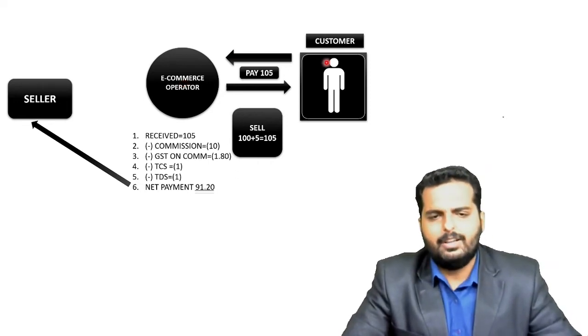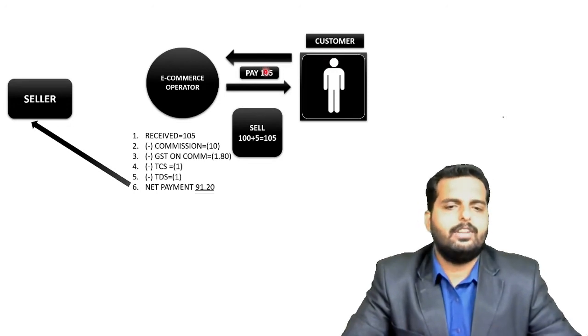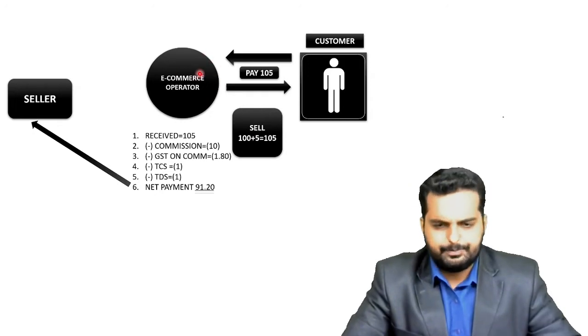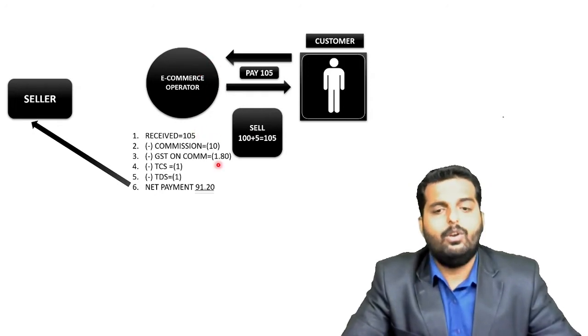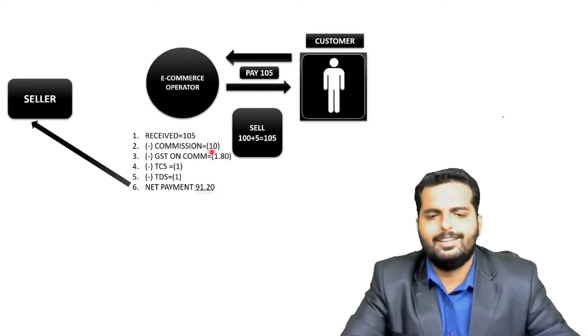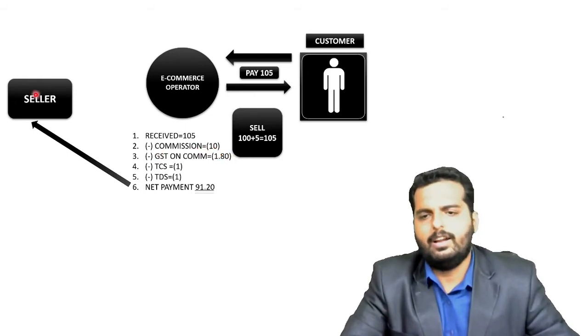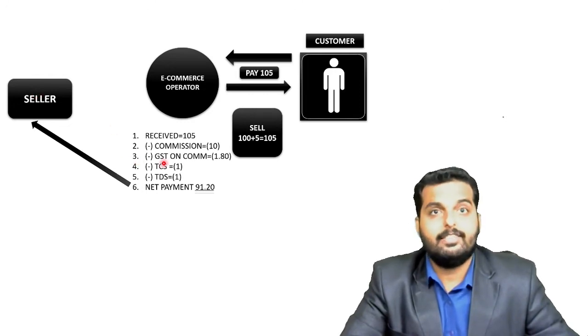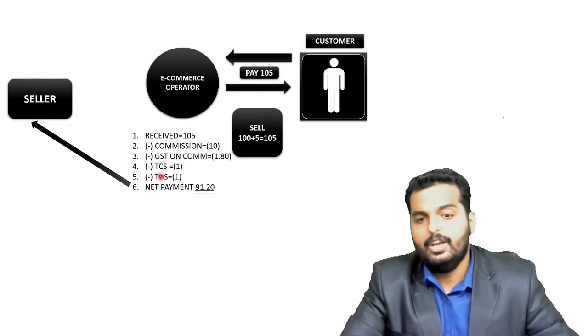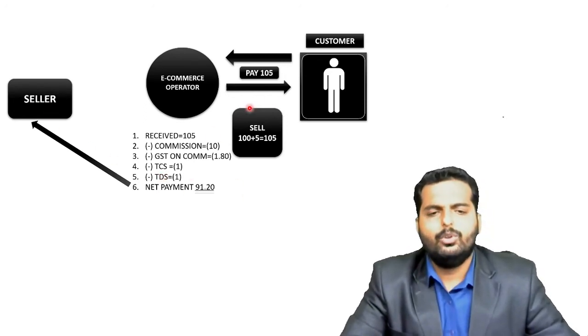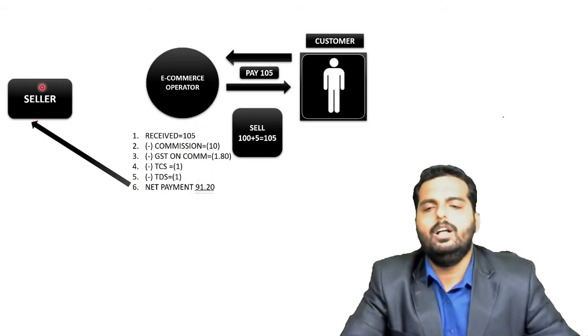So the customer is supposedly paying 105, which is ideally 100 rupees plus 5 rupees GST. The e-commerce operator will receive the 105. From this 105, they have a lot of deductions. Commission of the e-commerce operator, which is the main revenue of the e-commerce operator, that is 10. GST on commission 1.8. This will be billed to the seller and the seller can claim input of this. TCS 1, again the seller can claim input of this. TDS 1, the seller can claim the credit once they file their income tax returns. So if 105 is received by the e-commerce operator, only 91.2 is given to the seller.